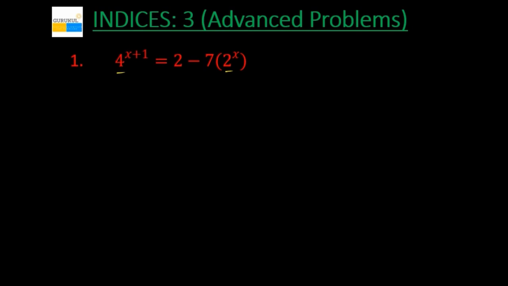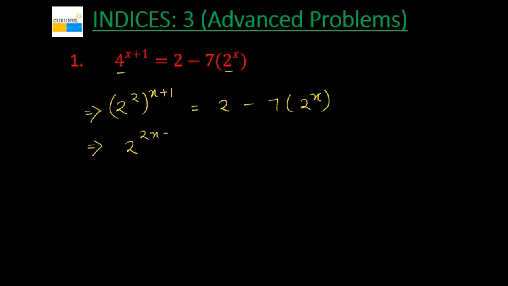So let's do it. 2 is already a prime number. 4 can be expressed as 2 raised to the power 2, and x plus 1 remains as the power of it, equal to 2 minus 7 times 2 raised to the power x. Now, using the identity a raised to the power m, whole raised to the power n, you can write this as 2 raised to the power 2x plus 2 equals 2 minus 7 times 2 to the power x.